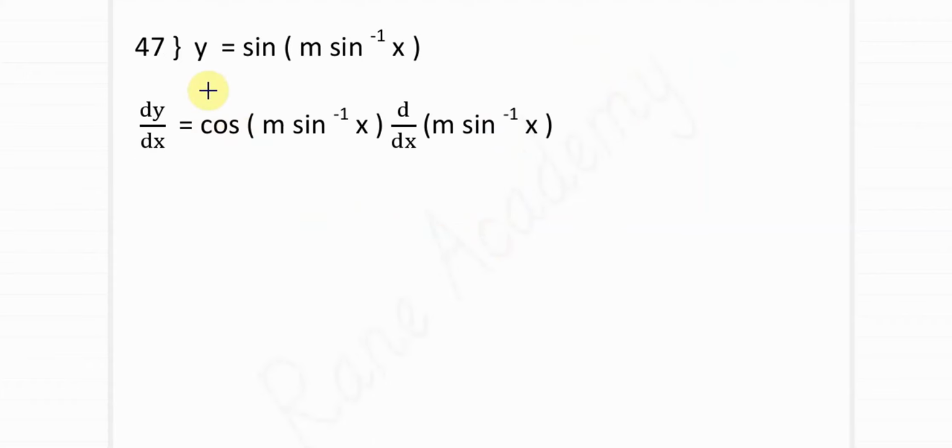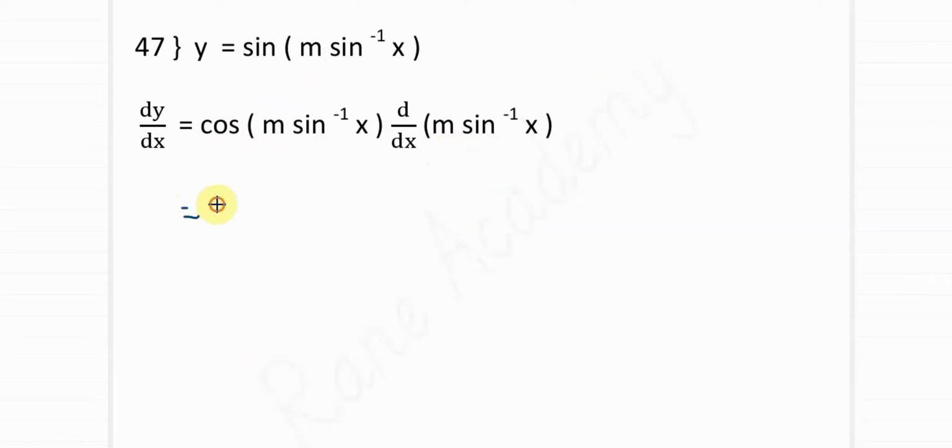Question number 47, we have y is equal to sin of m sin inverse x. So this is the outermost function, and then you have the inner function. The derivative of sin x is cos x. So the derivative of sin of m sin inverse x is cos of m sin inverse x, and instead of x we have m sin inverse x.